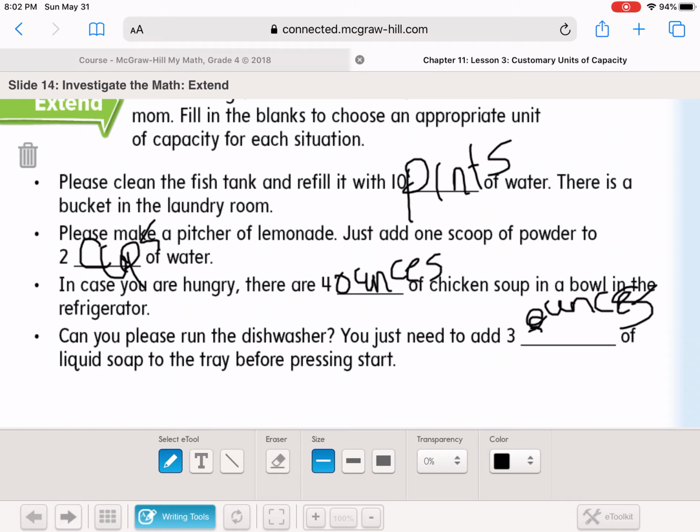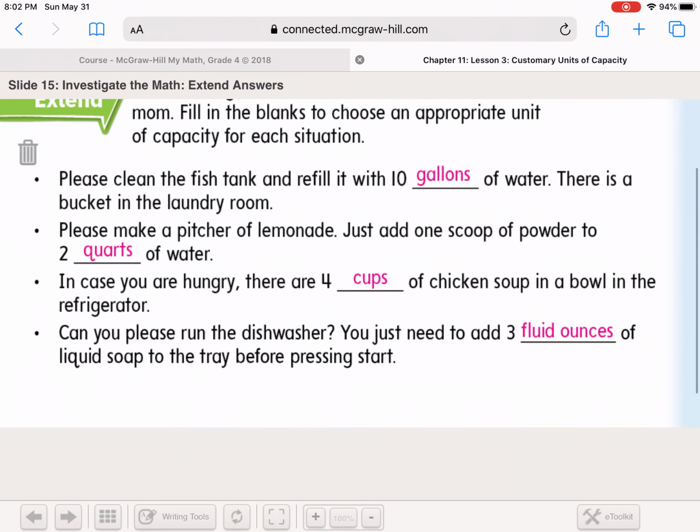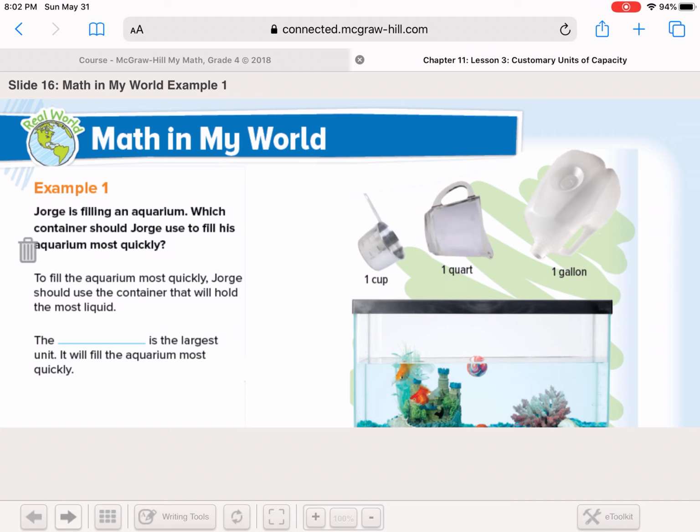Let's see which ones I got wrong. Okay, 4 cups of chicken soup, 3 fluid ounces, 2 quarts of water. Wow, I was really off. 10 gallons. Wow. That's a lot. Okay, well, gee, I got actually every single one of them wrong. Shows how much I know.